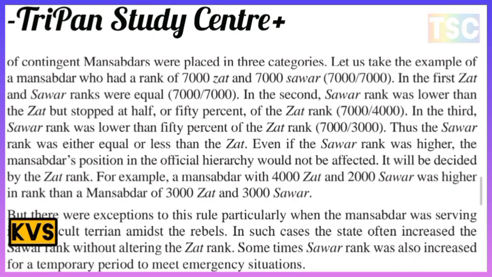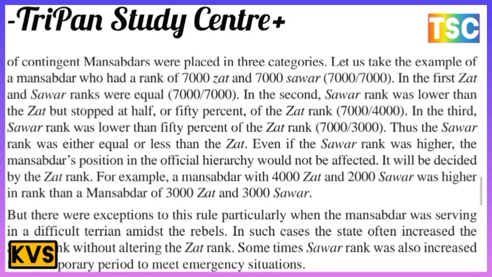Let's take up the example of a Mansabdar who had a rank of 7,000 Zat and 7,000 Sowar, meaning 7,000 upon 7,000. In the first category, Zat and Sowar ranks were equal, 7,000 upon 7,000. In the second, Sowar rank was lower than Zat but at least half or 50% of the rank, say 7,000 to 4,000. In the third, Sowar rank was lower than 50% of the Zat rank, meaning 7,000 upon 3,000.